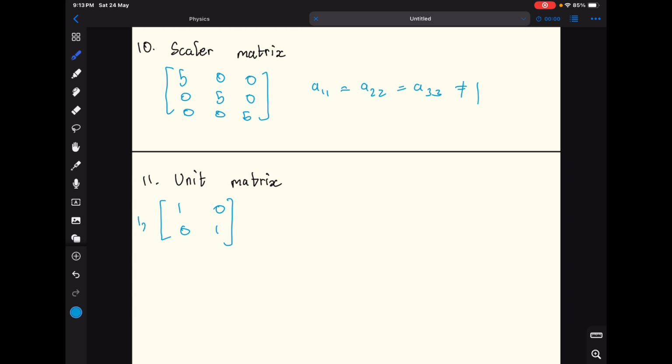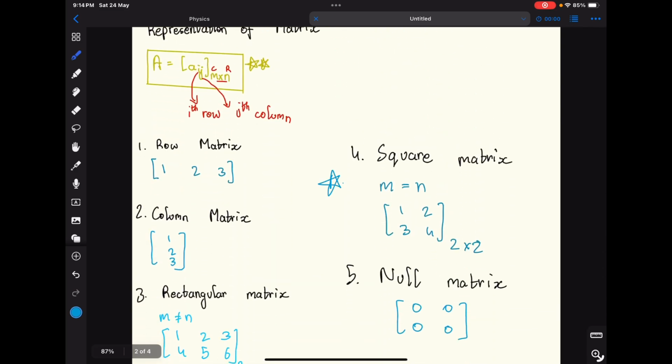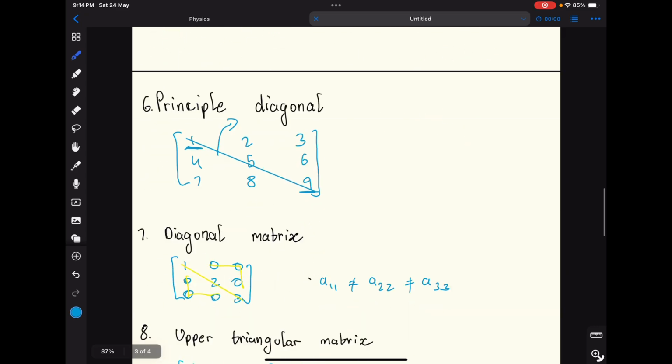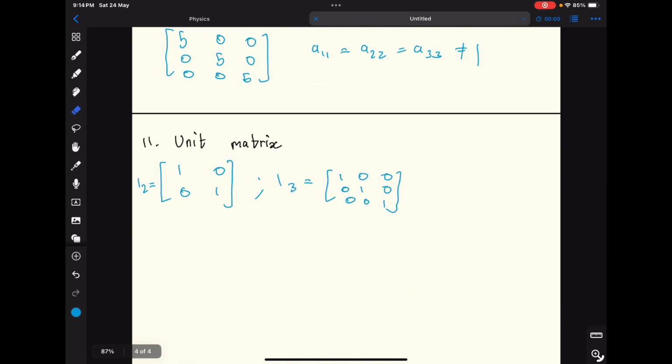We can call this I2, and I3 is equal to 1 0 0, 0 1 0, 0 0 1. I2 means 2 rows and 2 columns, I3 means 3 rows and 3 columns. In this chapter, the most important type of matrix is our square matrix. After square matrix, all matrices are related to square matrix itself, because square matrix is used in most of the questions. Now we understood what is a unit matrix.